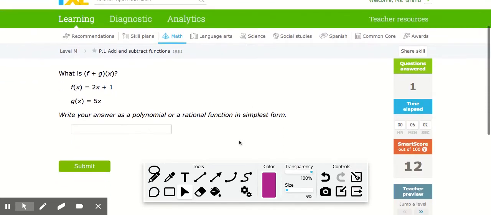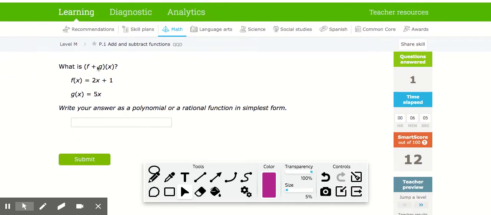Let's try another one. I still want to add together f and g. I need to combine my like terms. A 2x plus a 5x in total makes 7x. I also have a constant from the first function and nothing to add to it in the second. Therefore, a positive 1 plus nothing still leaves me with a positive 1.